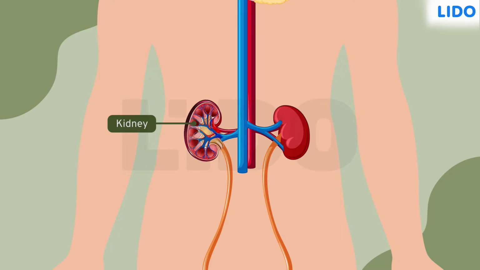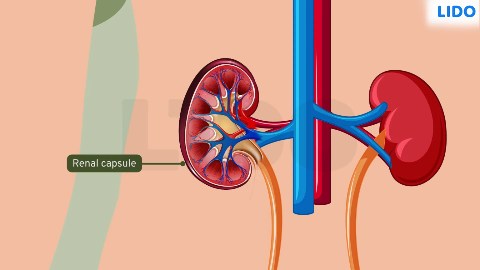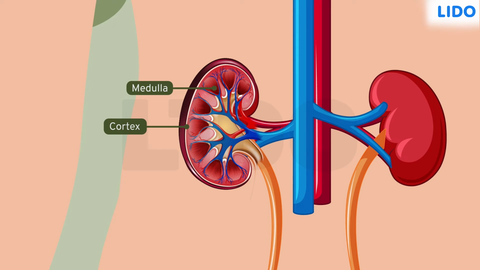The kidney is a reddish, bean-shaped organ that is externally protected by a layer called the renal capsule. Internally, the organ is divided into three regions. The outer, darker region is called the cortex. The middle, lighter region is called the medulla. And the innermost region is called the renal pelvis.